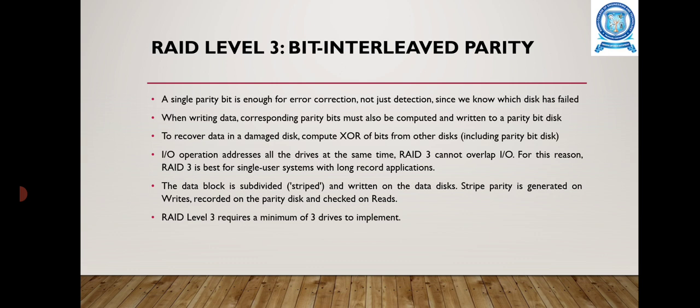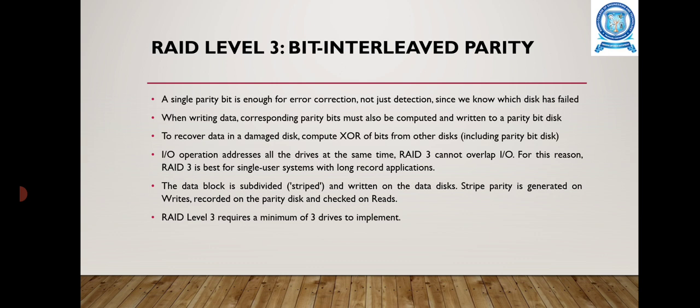Here the data block is subdivided and written on the data disks. Strip parity is generated on writes, recorded on the parity disk and checked on read. RAID level 3 requires a minimum of 3 drives to implement. The main advantage of this level is a very high read rate as well as write data transfer rate. Any disk failure has an insignificant impact on throughput.